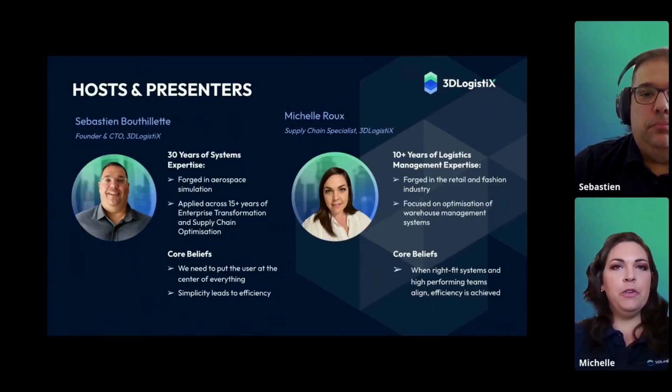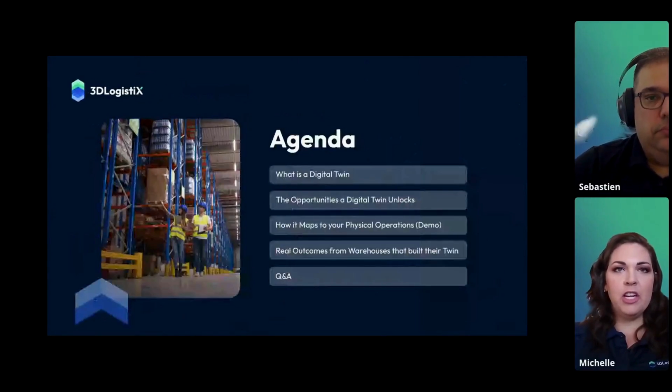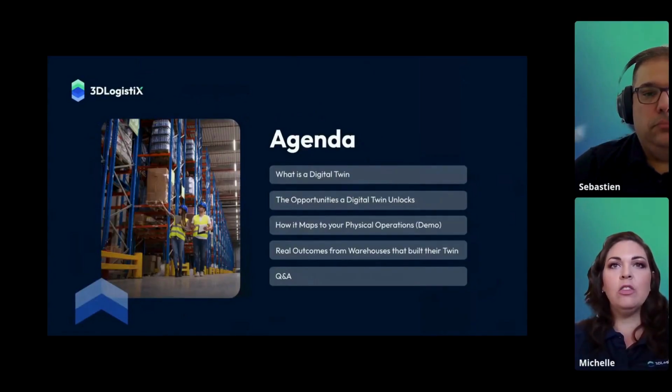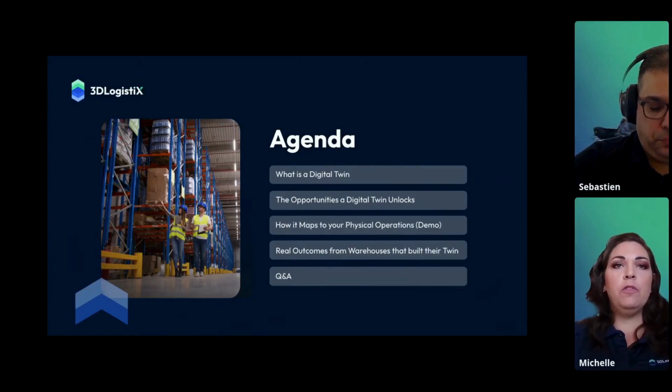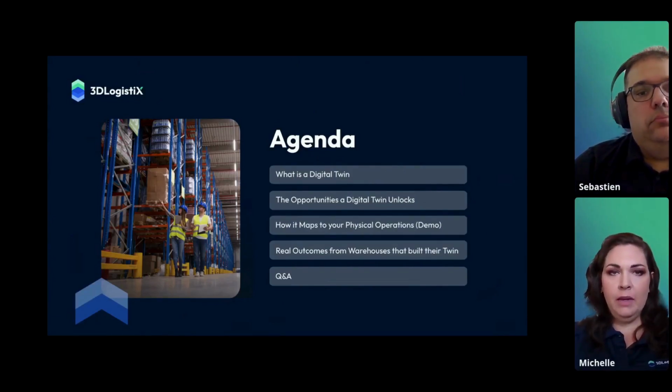Just to go through what we're going to be discussing today in our agenda. We'll start off with explaining what is a digital twin, what is this whole thing about. Next, we'll go into the opportunities a digital twin unlocks. After that, we will show you how that maps into your physical operation by going into a live demo. Thereafter, we'll discuss some real outcomes from warehouses that built their digital twin. And thereafter, we'll go into a bit of a Q&A session.